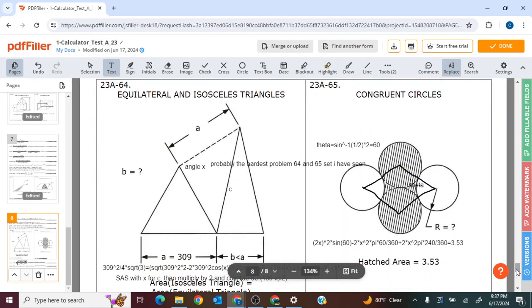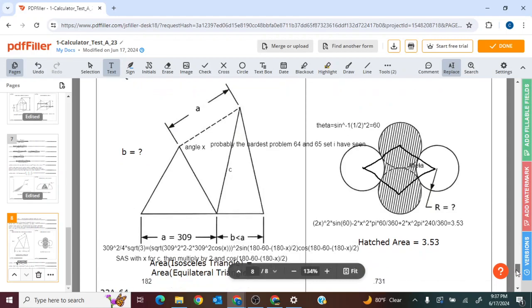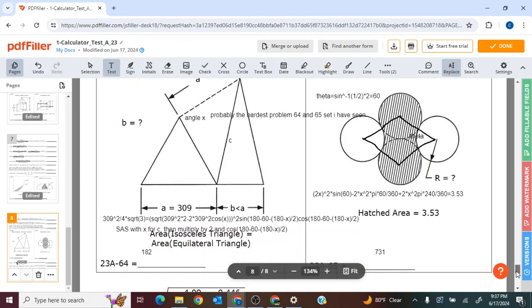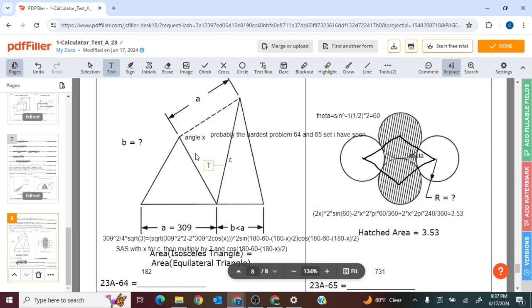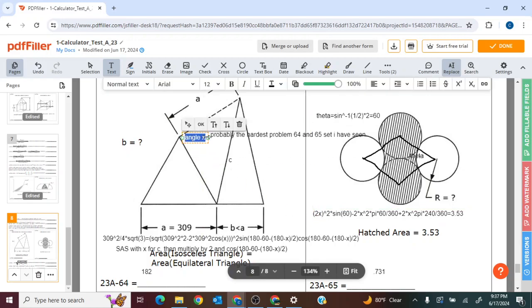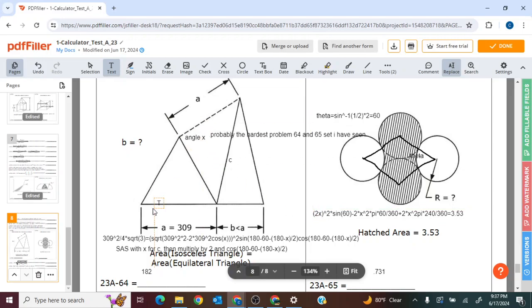Okay, now it's time for two of the hardest tests, 64 and 65, on any calculator test. Let's start with the harder one, 64. This entire problem revolves around finding this angle x right here. The areas of the two triangles are equal, this equilateral triangle and this isosceles triangle here.